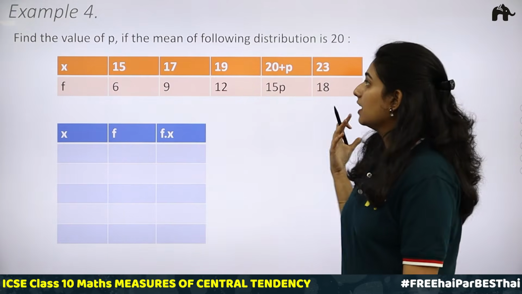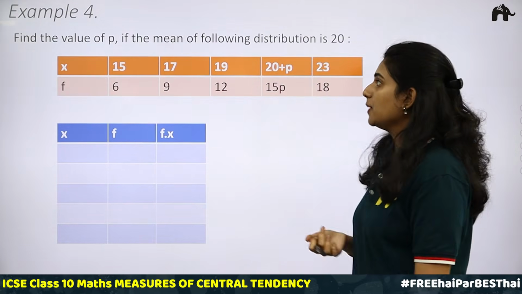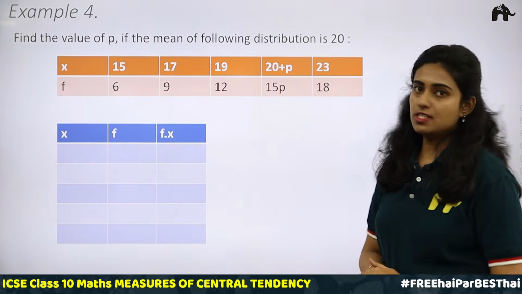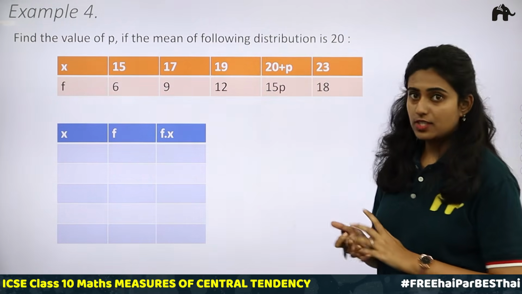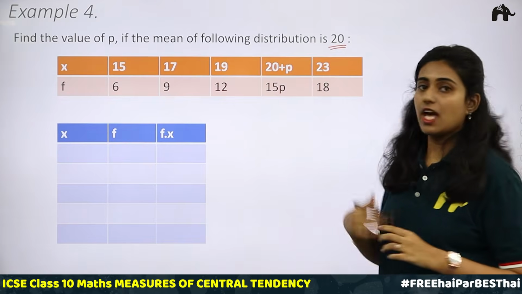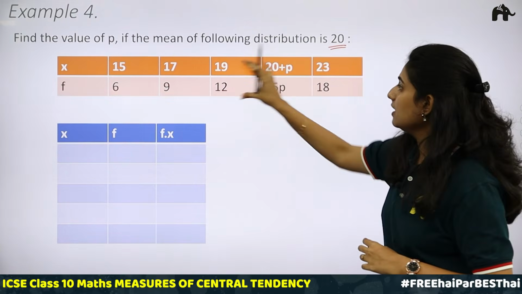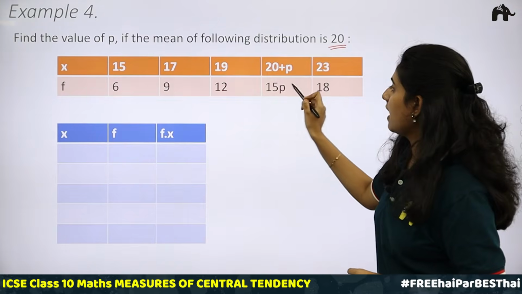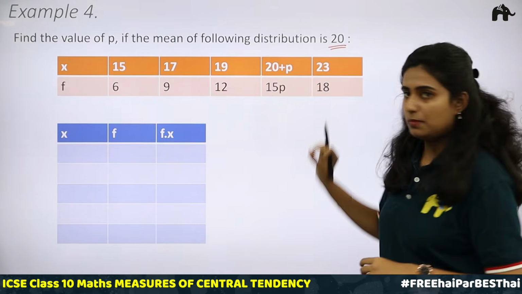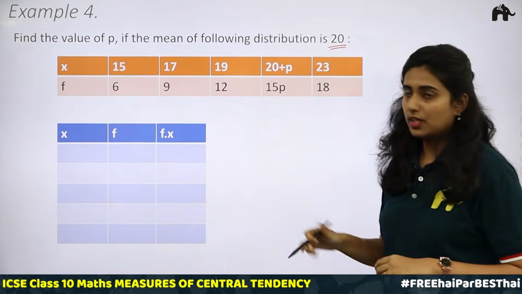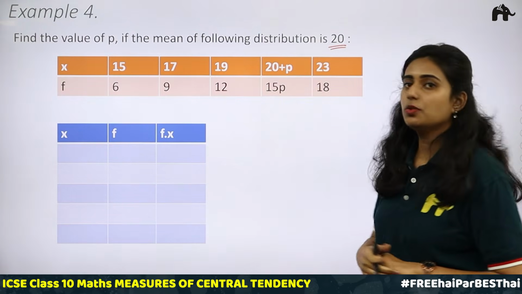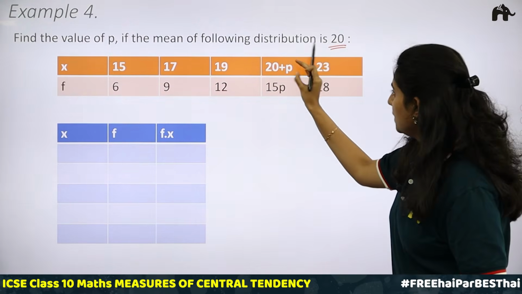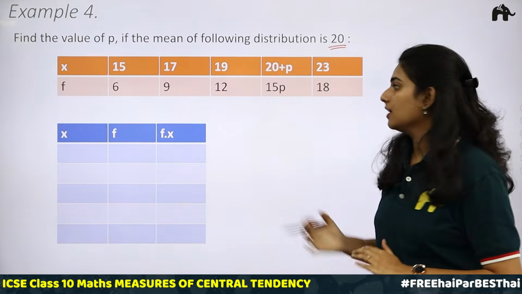So next, example 4, find the value of p if the mean of the following distribution is 20. This is somewhat a different question. Here already the mean is given. We have to find the p value. Here in this table, at one frequency we have the value 15p. So there we need the p value. Here again an x value is equal to 20 plus p. Only if you get the p, you can complete this table.